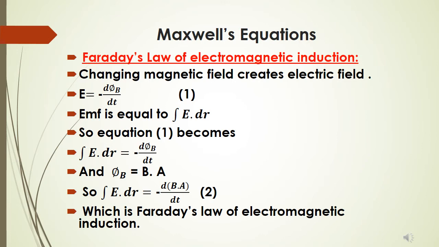I draw your concentration on E and on dB by dt. Others in the equation are constant. We have seen that wherever there is a change in magnetic field, we always get an electric field. If the magnetic field changes, it creates an electric field. So this is the description of Faraday's law of electromagnetic induction.